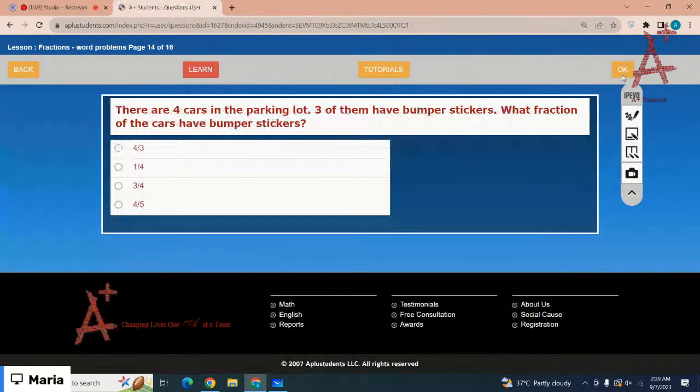There are 4 cars in the parking lot. 3 of them have bumper stickers. What fraction of the cars have bumper stickers? Which is the correct option? The correct option is very good, 3 out of 4. Because the total cars are 4, just 3 of them have bumper stickers. So it would be 3 out of 4.